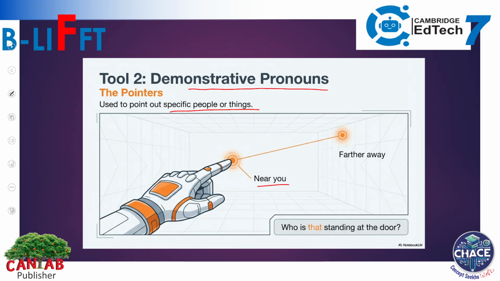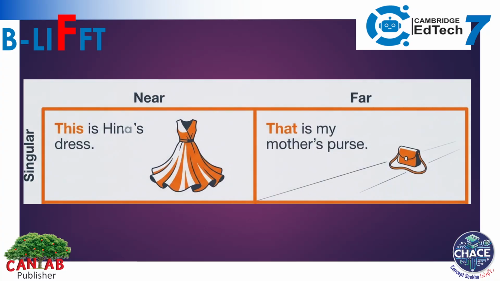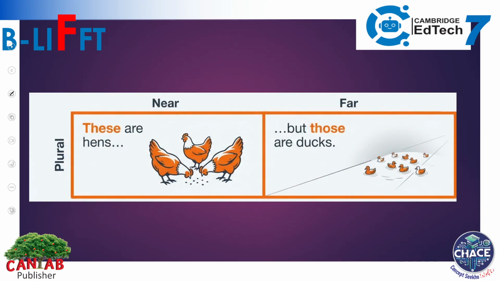Who is that standing at the door? Let's see. For near, we use this. This is Hina's dress. And if the thing is far from us, we use that for a singular subject. That is my mother's purse. For plurals, we use these. These are the hands. And if the things or objects are far from us, we use those. Those are ducks.